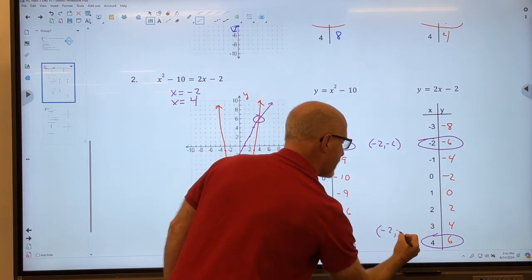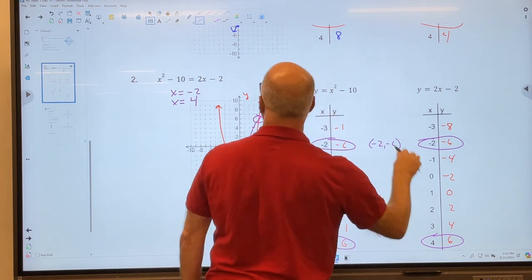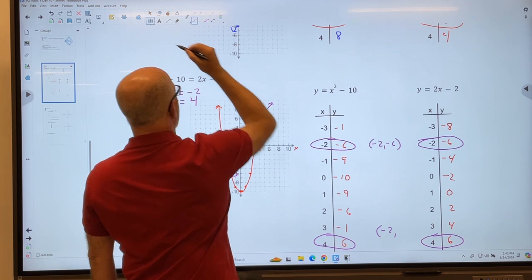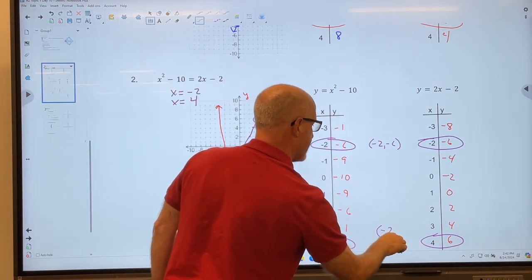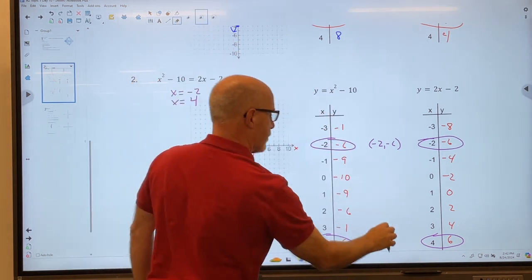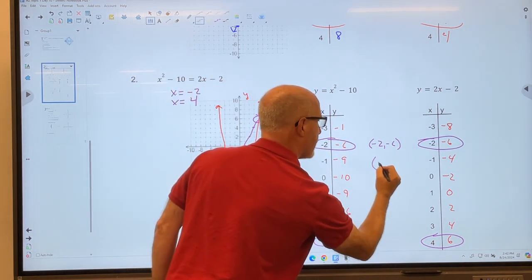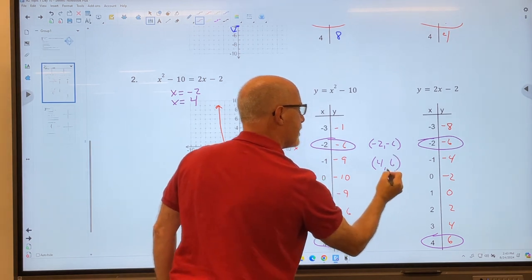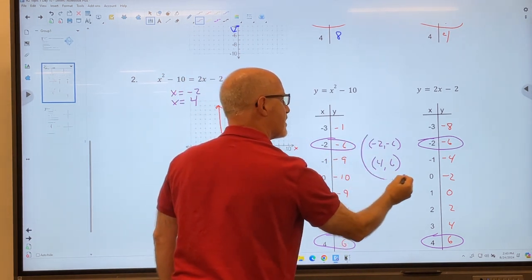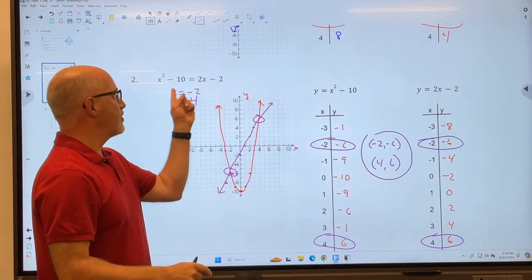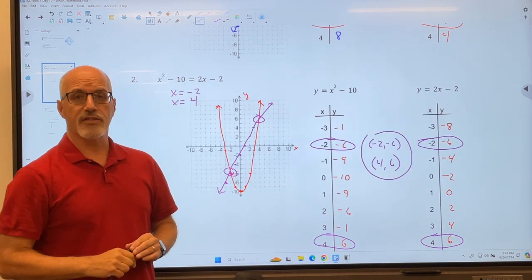So -6. Oh, that's a +6. Okay, so on this one, this ordered pair is going to be 4, 6. Okay, I'll put it up here by this one. So those are my 2 solutions to the system of equations of these 2. This is the solution for when I have just the x's for it.